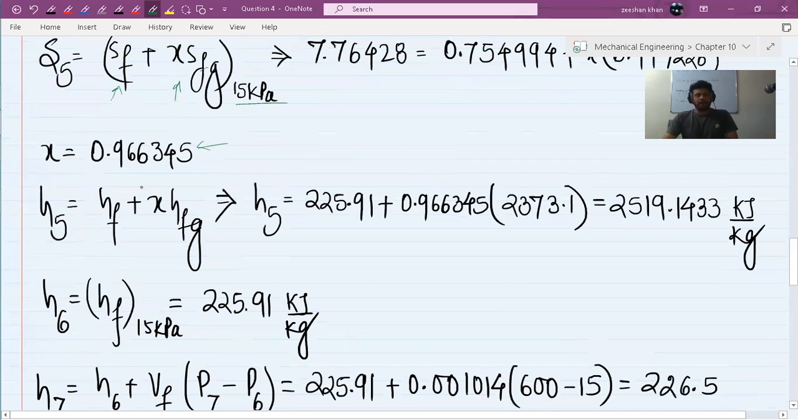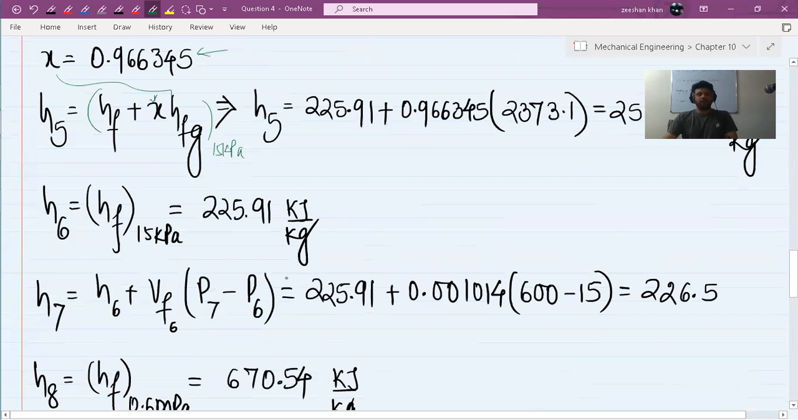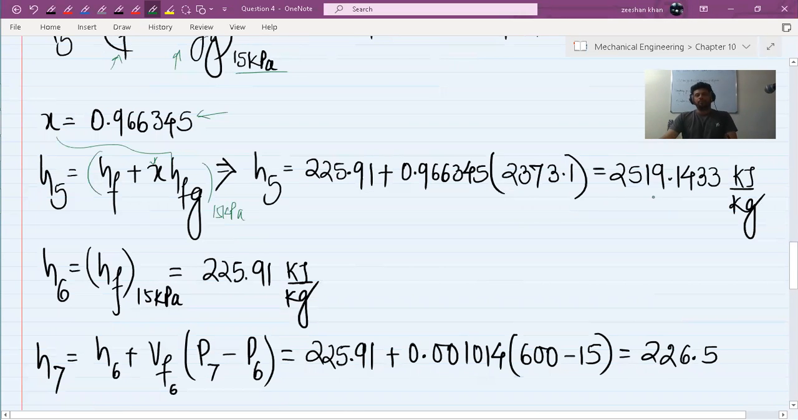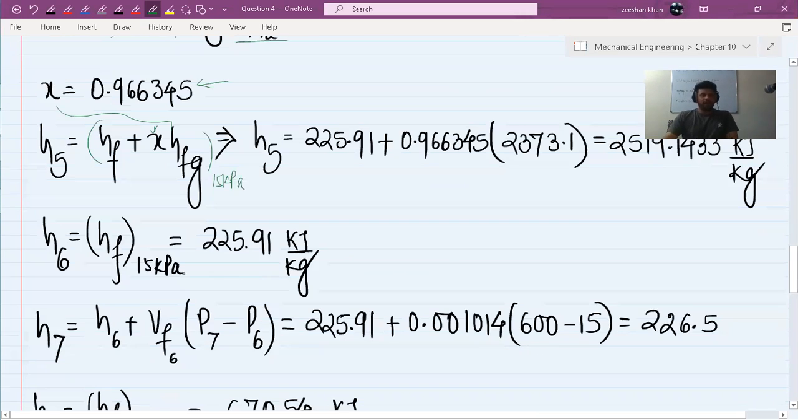Again, h5 by the value of x, we are going to calculate using the formula hf plus x hfg, and we are going to observe these values at 15 kilopascals, and that comes out to be 2519.1433. h6 is going to be the enthalpy of saturated liquid at 15 kilopascals, comes out to be 225.91 kilojoule per kg, and this value here, hf.